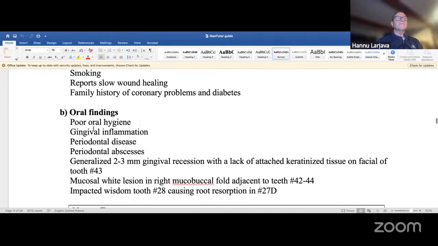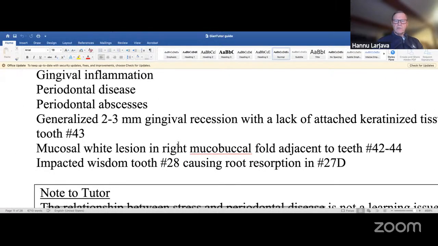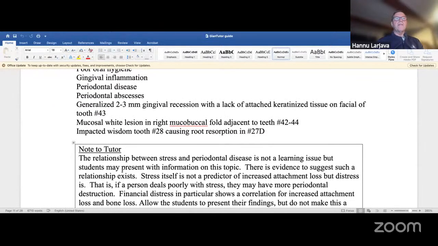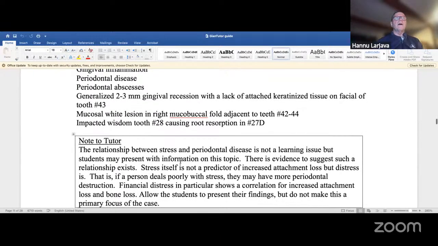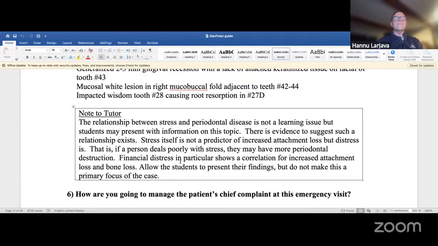I mean, we had all these findings, and then we discussed the diagnosis as well. So that's all good. We have, in this case, the tutor is asked to not make a case about the stress and periodontal disease because it opens another box. So we want to focus on this case. So we will kind of leave the stress out of the case. And the next question is, how are you going to manage the patient's chief complaint at this emergency visit?